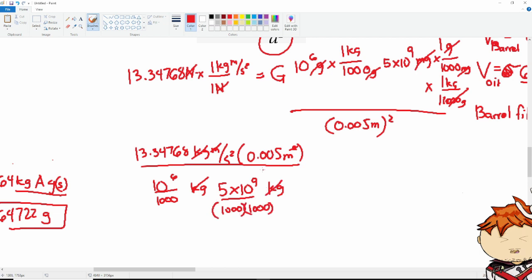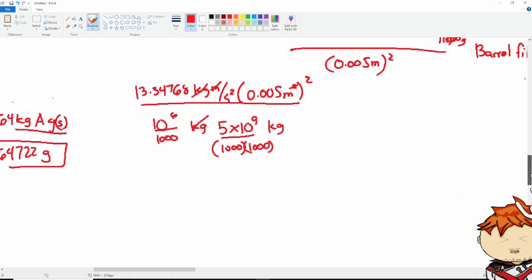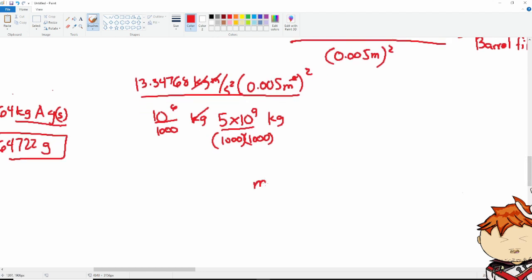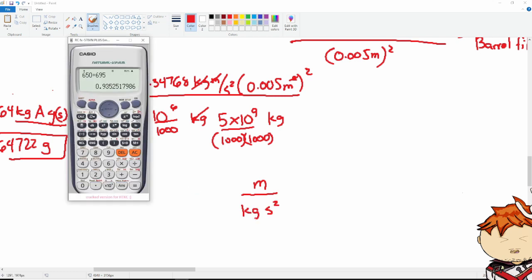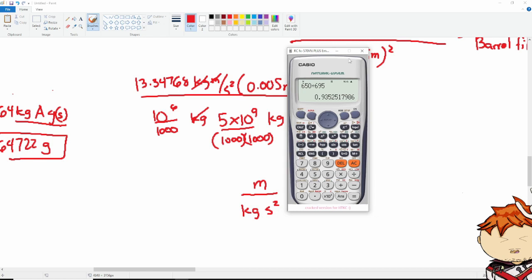Oh wait, there's nothing to cancel. Kilogram, right? What else? I think there's nothing else to cancel. We only have mass and distance. So the unit that's left is meter per kilogram second squared. And we just need to input that into the calculator.